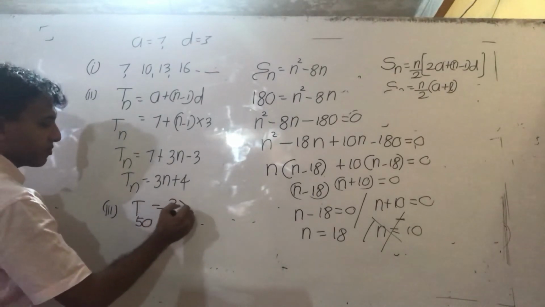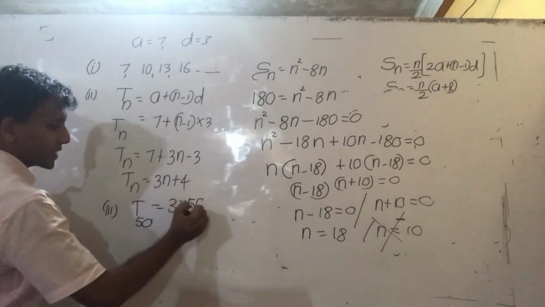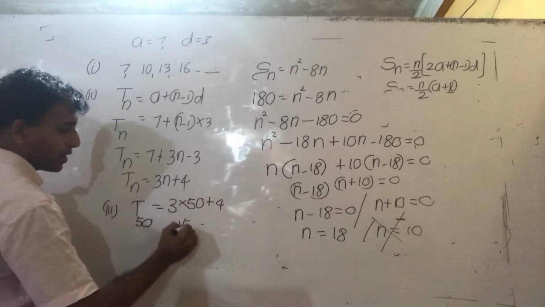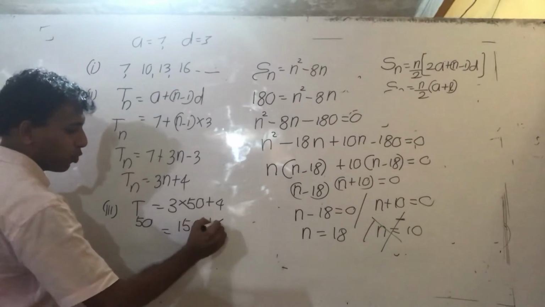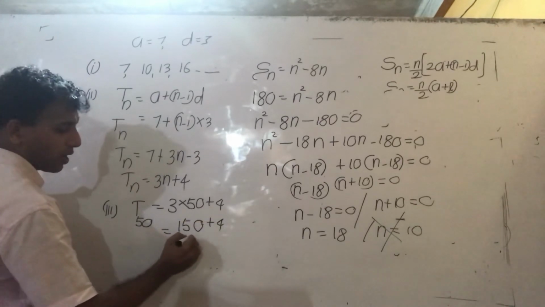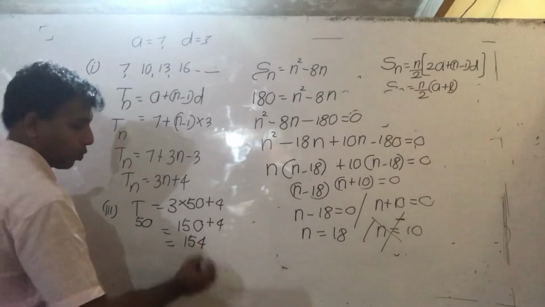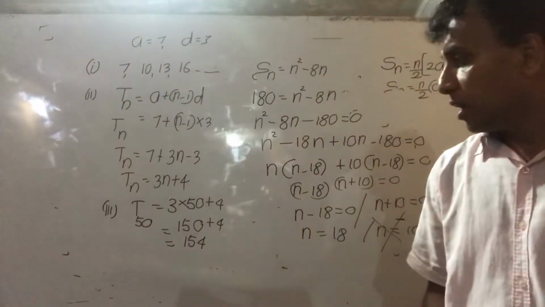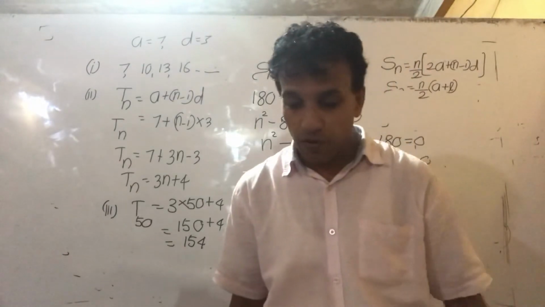3 times 50 plus 4. So what is that? 150 plus 4. What is that? 154. 154, right? 50th term.